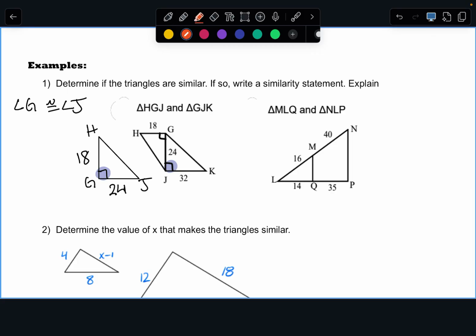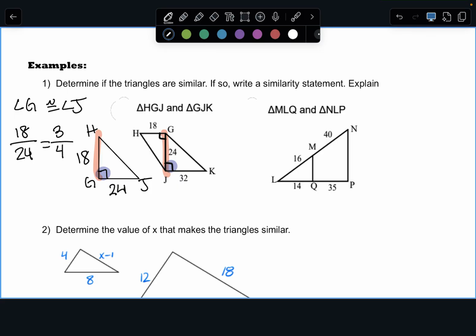Let's see our 18. What does 18 go with? 18 is the smallest length over here. What's the smallest length over here? 24. So 18 has to go with 24. Let's see what that fraction is when we reduce it. What can 18 and 24 both be divided by? 6. 18 divided by 6 is 3. 24 divided by 6 is 4. We get 3/4.